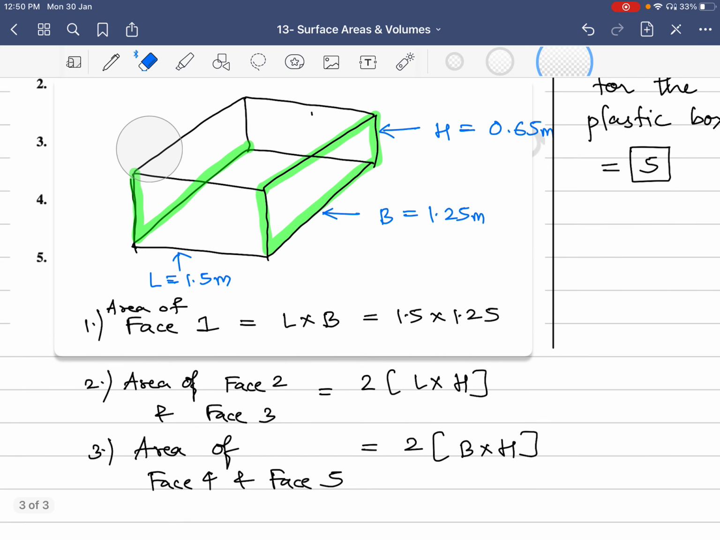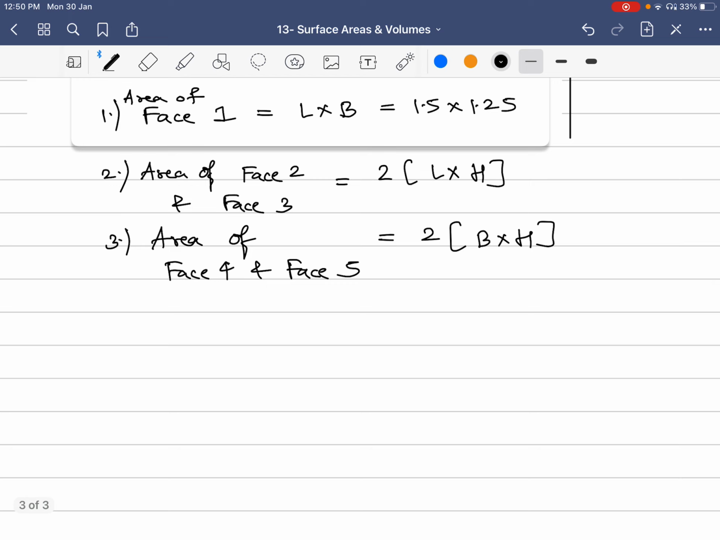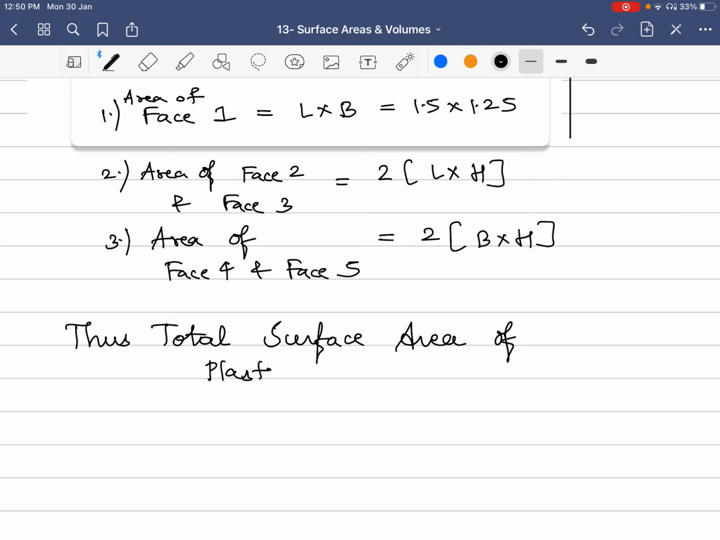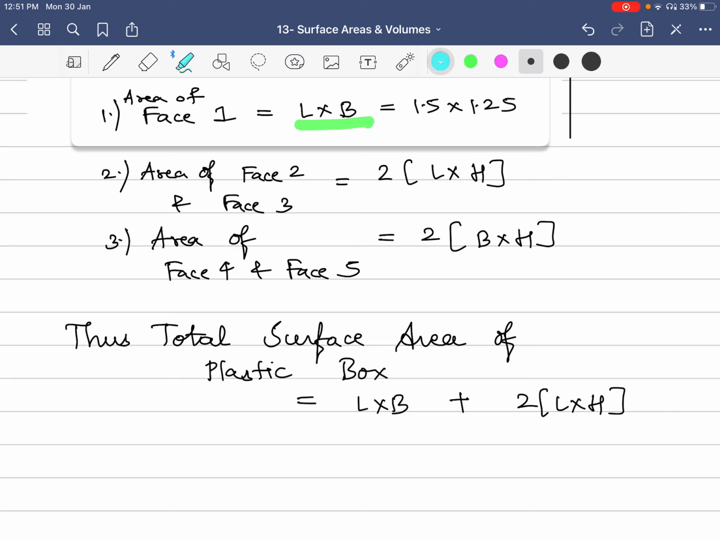Okay, so first let's clear the highlighted thing. Okay, let's come down, and thus I'm going to write here, thus total surface area of plastic box is equal to length into breadth. I'm going to use a highlighter, which is this one, plus it's going to be 2 times L into H, which is again going to be this one.